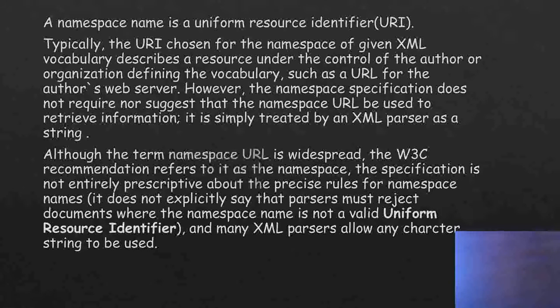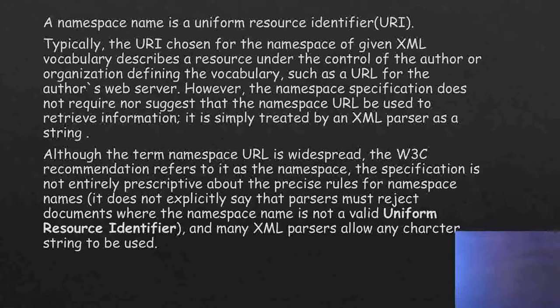A namespace name is a uniform resource identifier. A namespace is a declarative region. Typically, the URI chosen for the namespace of a given XML vocabulary describes a resource under the control of the author or the organization defining the vocabulary. Such a URL points to the author's web server.